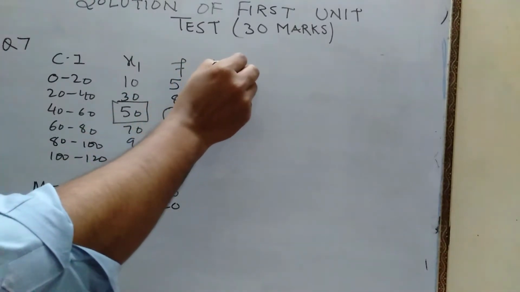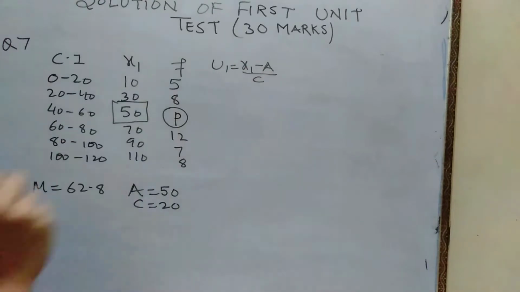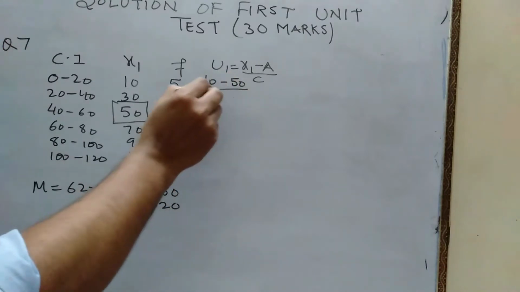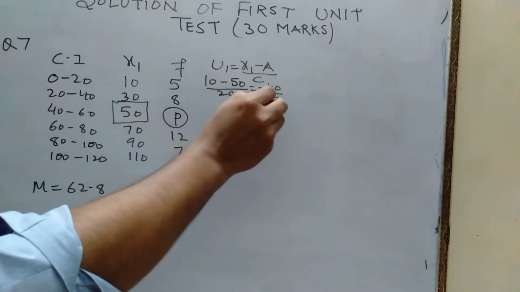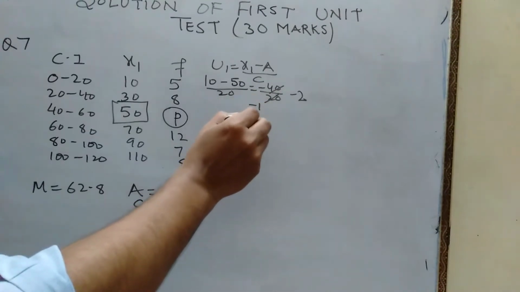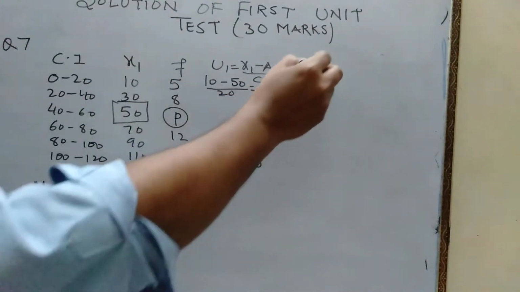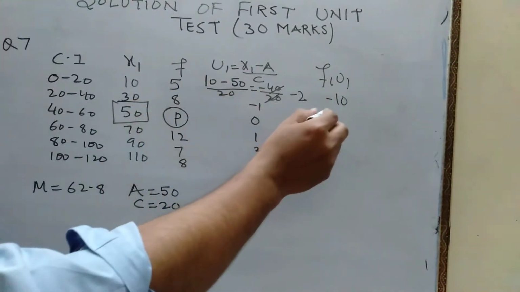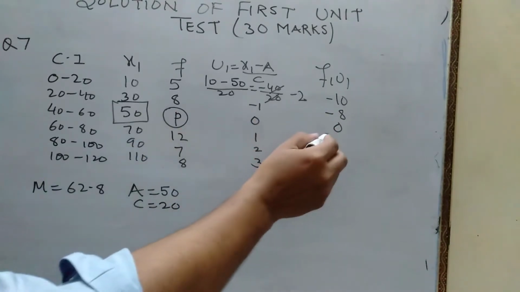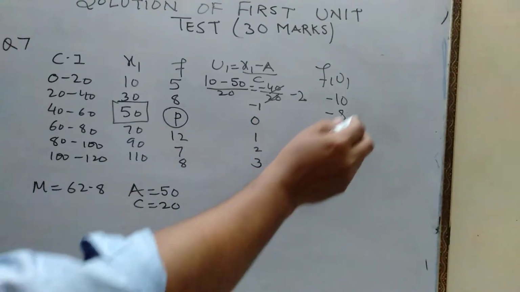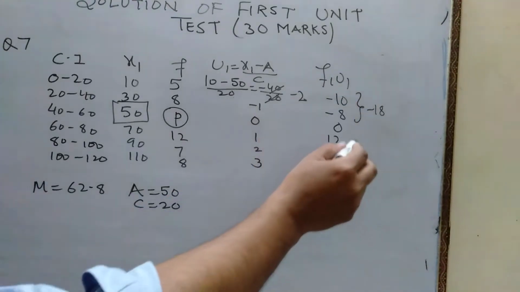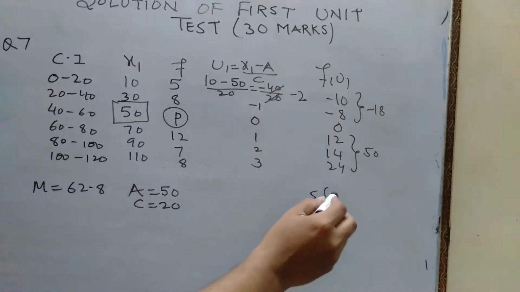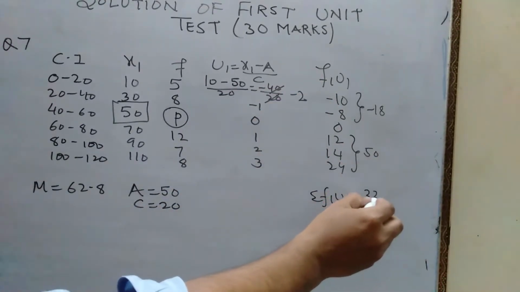Firstly, we'll find out the value of ui, that is xi minus a upon c. Xi is 10 minus a is 50 upon c is 20, minus 40 upon 20, minus 2, minus 1, 0, 1, 2 and 3. Then fi into ui: 5 into minus 2 is minus 10, 8 into minus 1 is minus 8, p into 0 is 0, 12, 14, 24. When we add negative values we get minus 18, when we add positive values we get 50. So summation of fi ui will be 50 minus 18, 32.